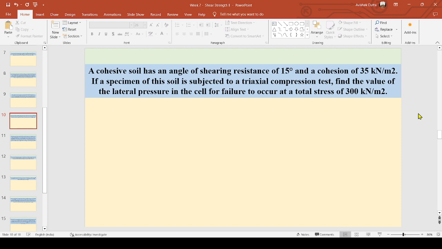So we have a cohesive soil with an angle of internal friction 15 degree and cohesion of 35 kN per meter square. Now this sample of soil is subjected to triaxial test. Then what will be the value of lateral pressure in the cell when total stress during failure is 300 kN per meter square?